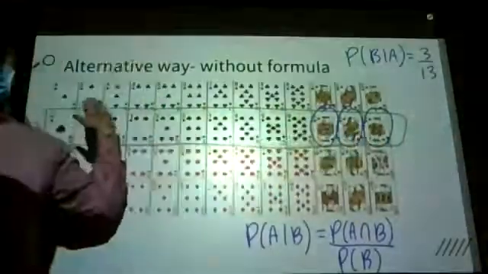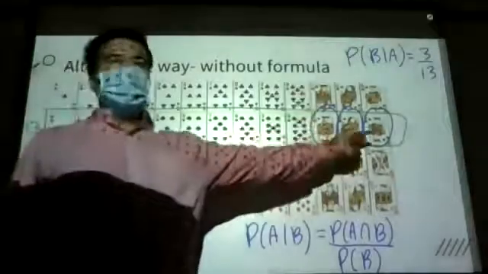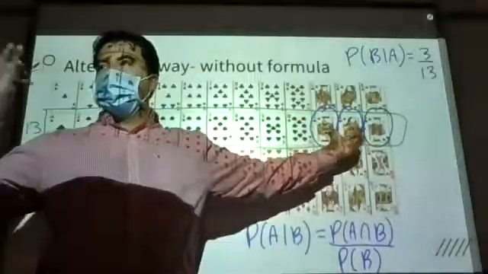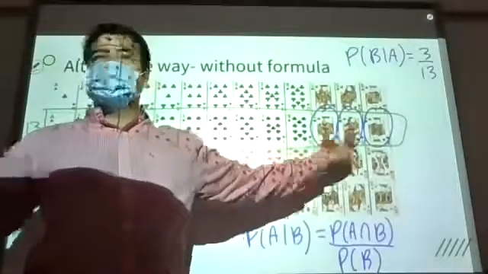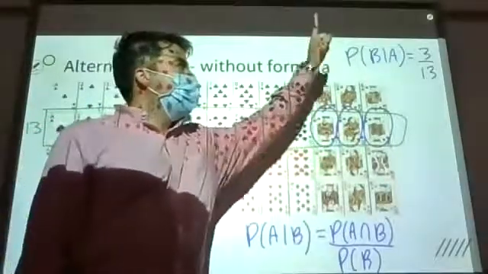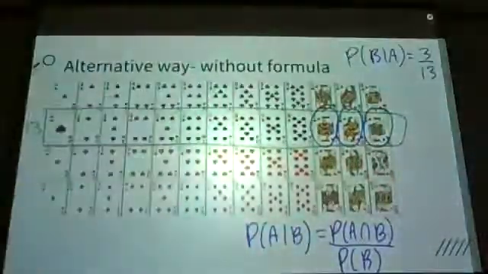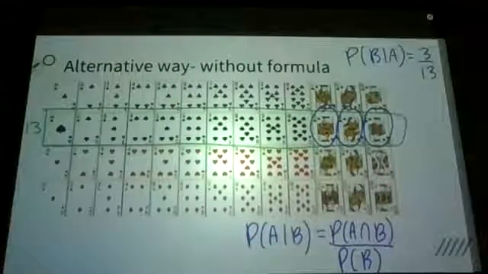You can literally draw it out and say, hey, I know it's a spade, so I only have 13 options, right? I don't have 52 options. And of those 13 options, only 3 of them are the ones that I want, the face ones. Does that make sense?